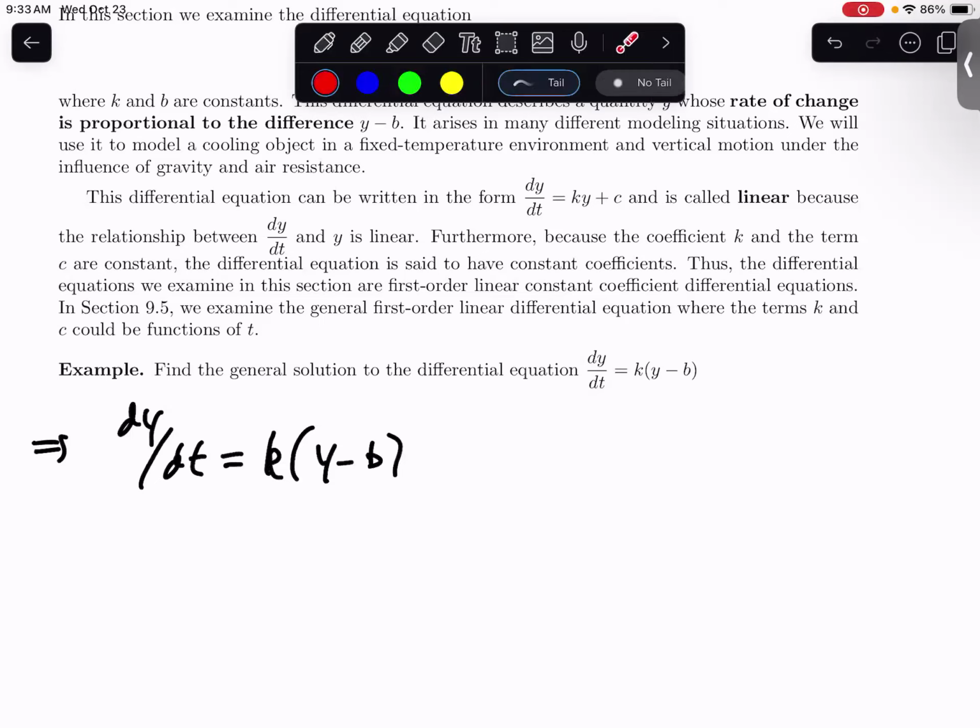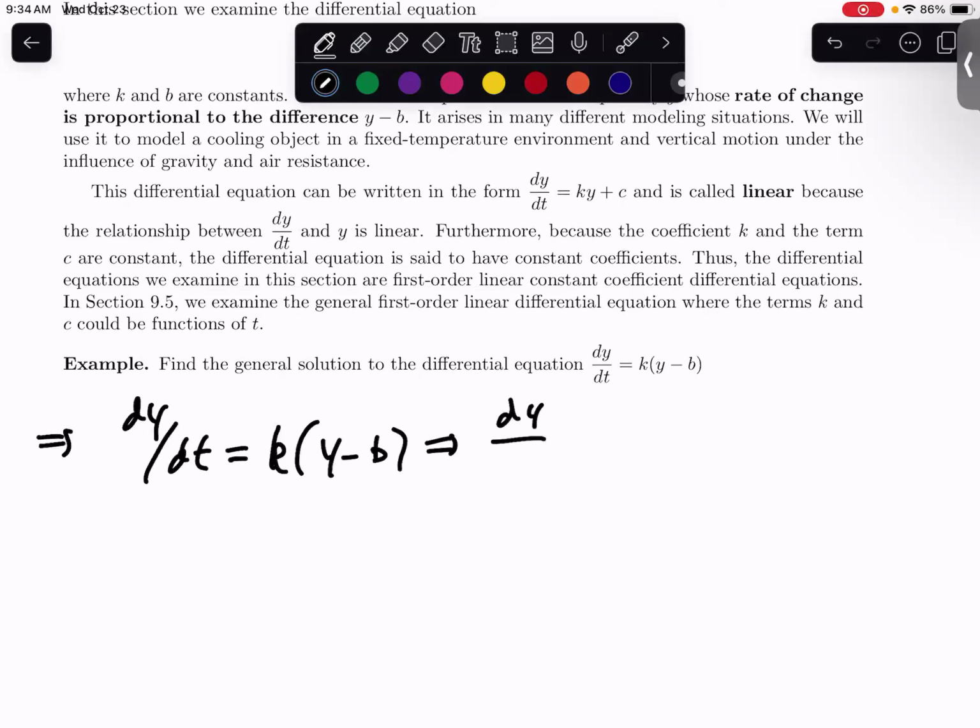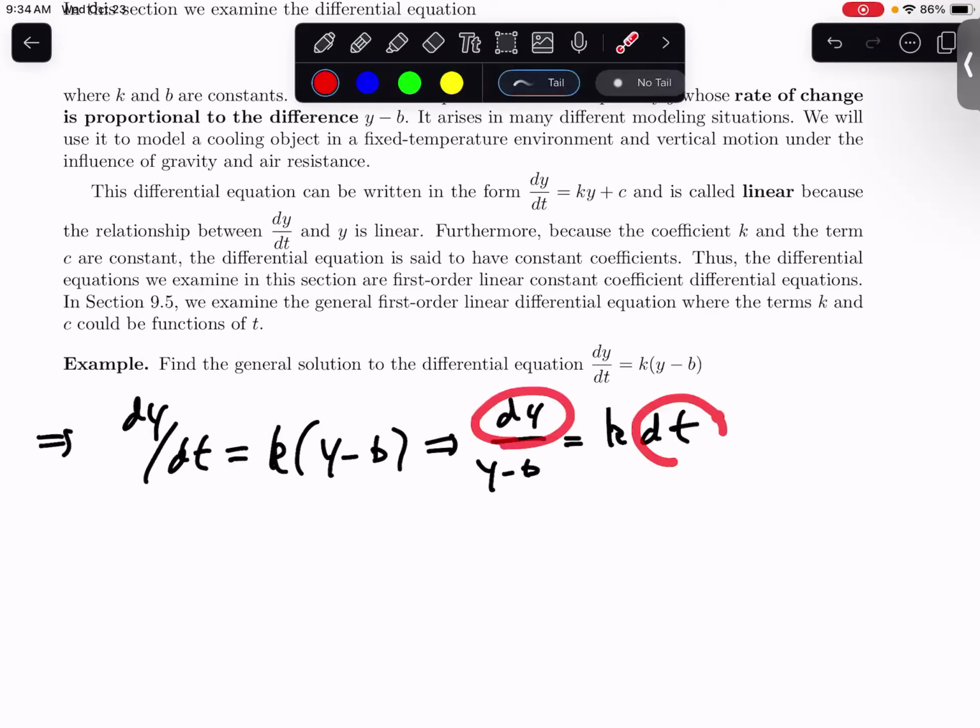And so what we want to do, as we always do with separable differential equations, is have everything with a y on one side of the equation and everything with a t on the other side. So you divide everything by y minus b and multiply everything by dt to get that dy over y minus b is equal to k times dt. And then from here, you want to get rid of the dy and the dt, so you integrate both sides of the equation.